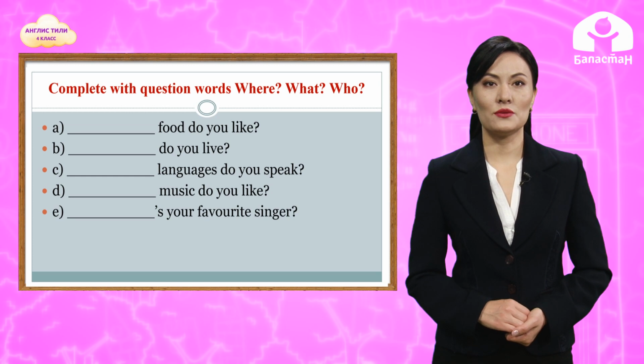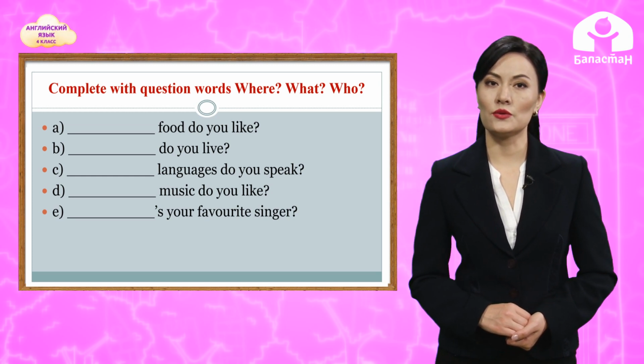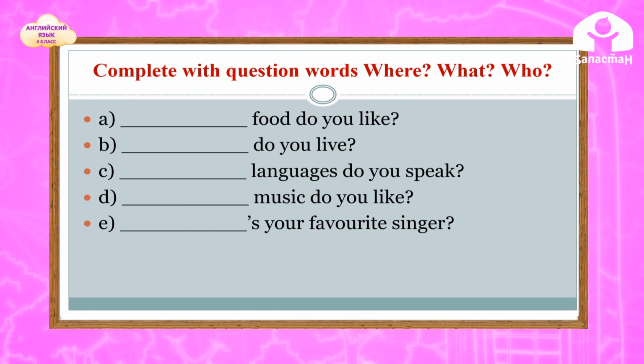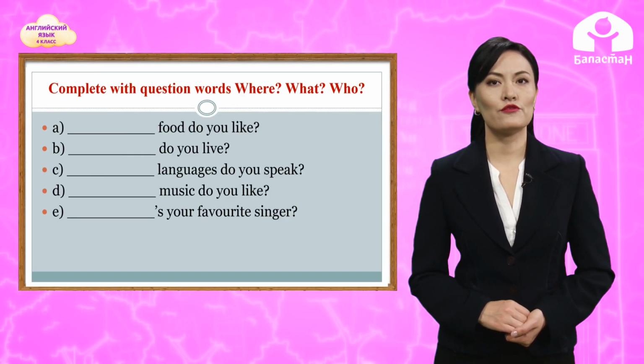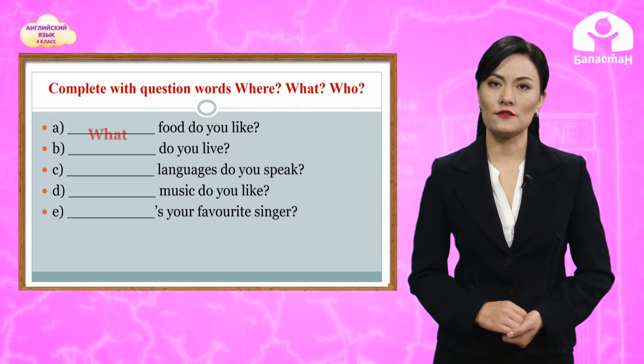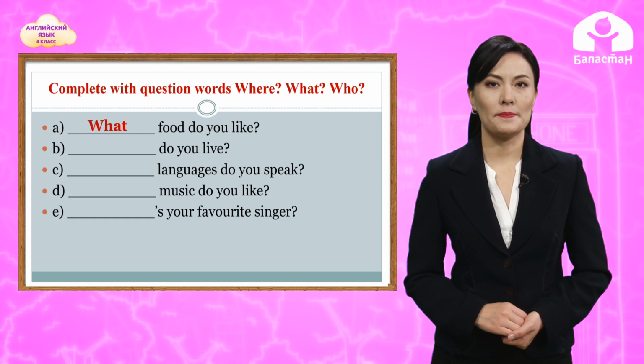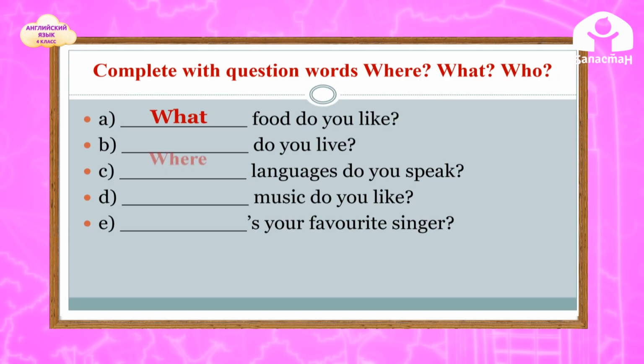Look at the exercise and complete with the question words where, what, and who. A. What food do you like? B. Where do you live? C. What languages do you speak? D. What music do you like? E. Who is your favorite writer? Good job, children!